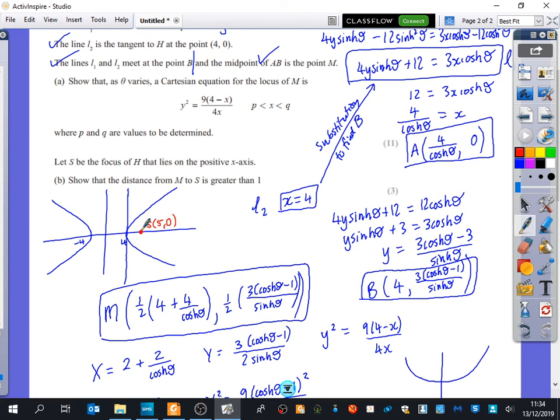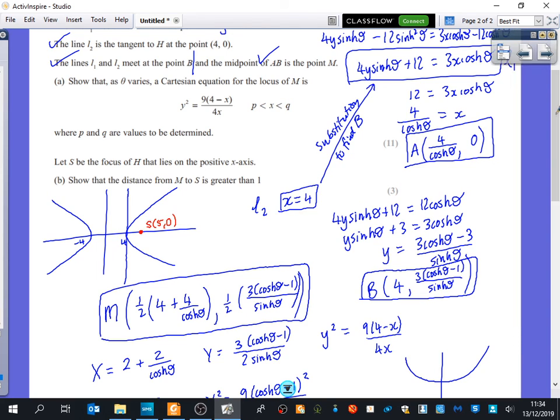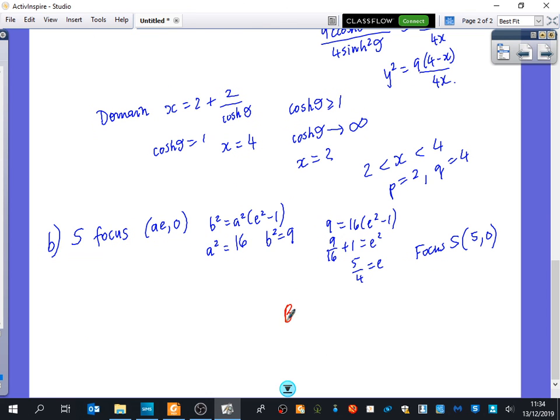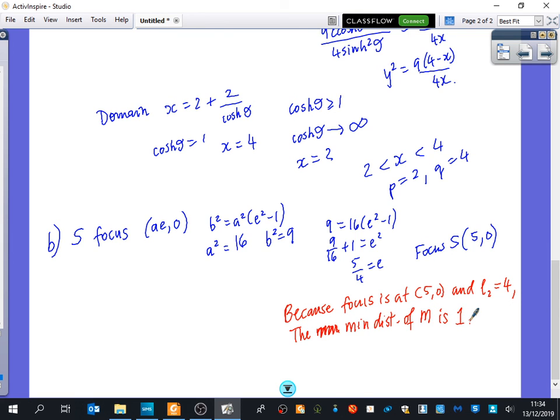So you need some sort of explanation that says because the focus is at 5, 0 and L2 equals 4, the minimum distance of M is 1. That's it.